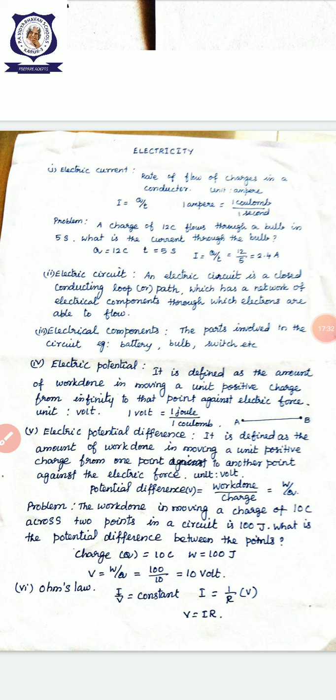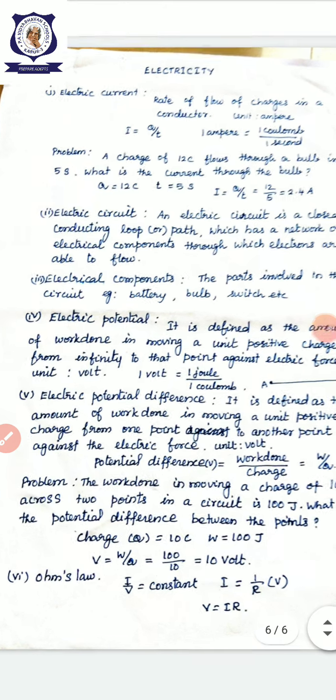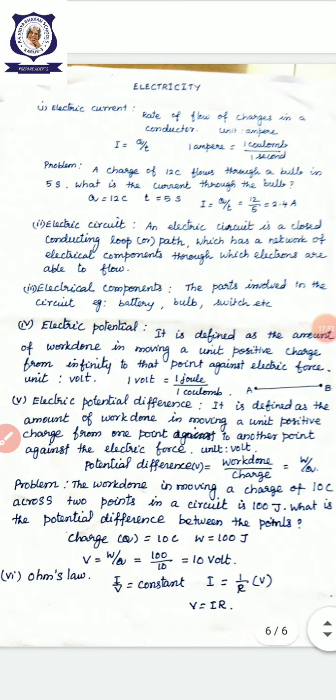It is defined as the amount of work done in moving a unit positive charge from one point to another point against the electric force. The same unit, volt, is used to measure the electric potential difference also. Electric potential unit is also volt. Electric potential difference is also measured with the same unit, volt.